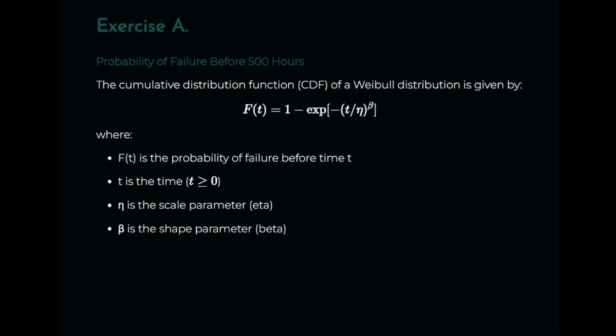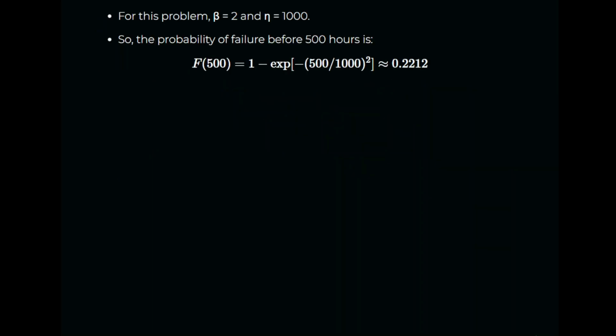Mentioning the range of possible values for t when you're mentioning a probability density function or cumulative distribution function is important. You have to just mention it somewhere. So there, t is greater than or equal to 0. Always put that stuff in. Eta is the scale parameter, okay, and beta is the shape parameter, okay. Now for this problem, beta equals 2 and eta equals 1000.